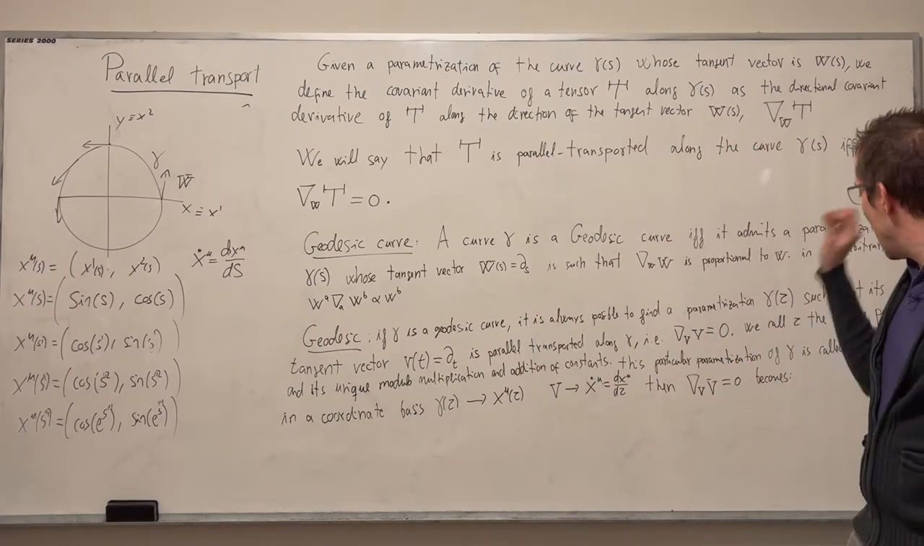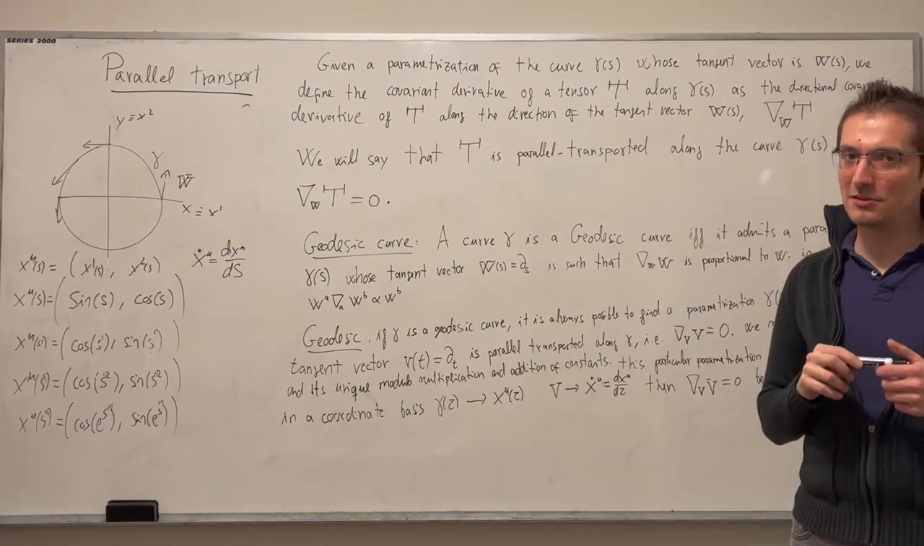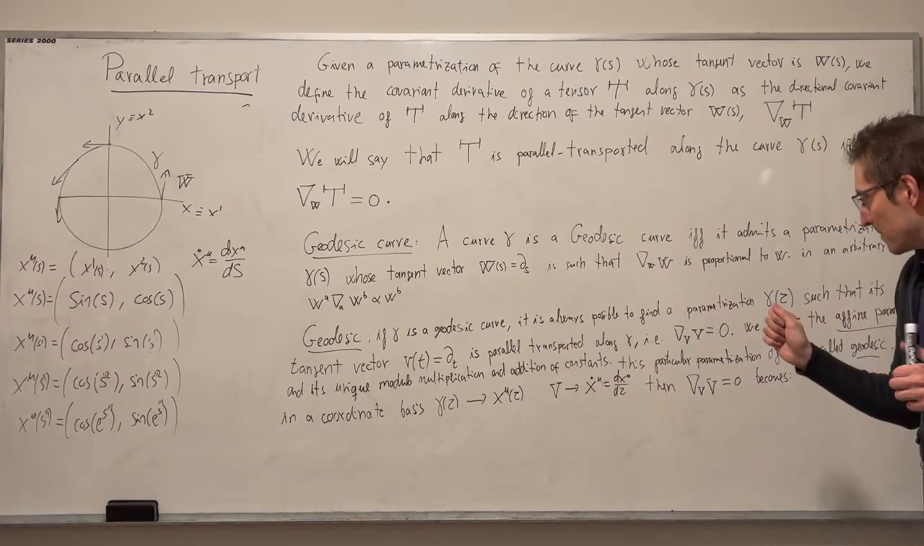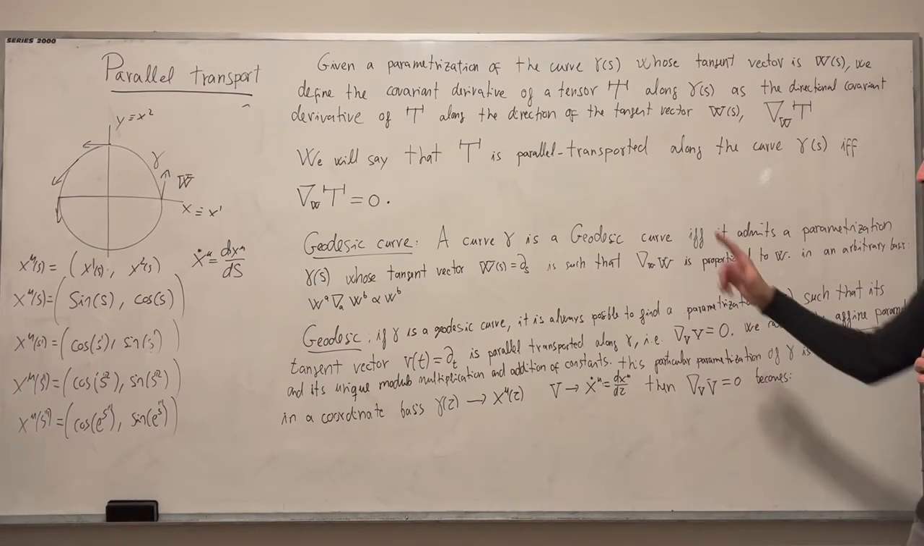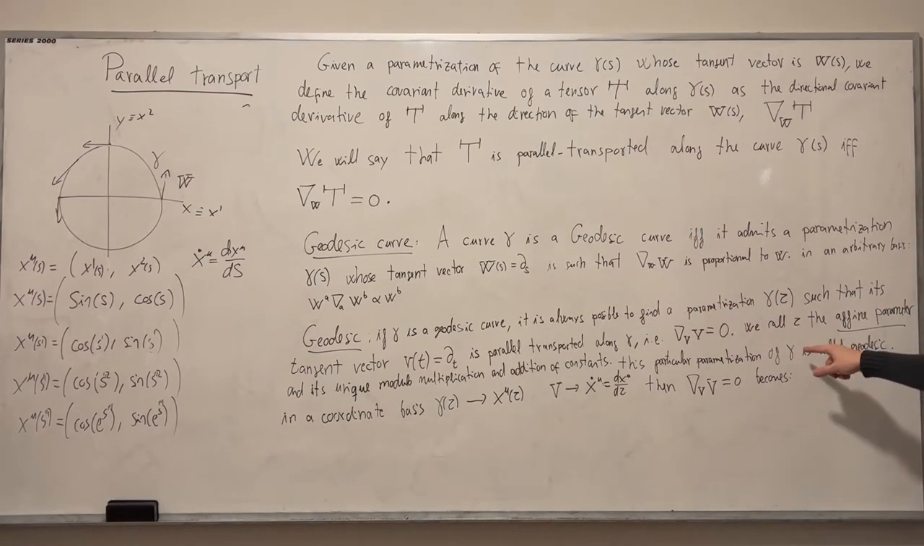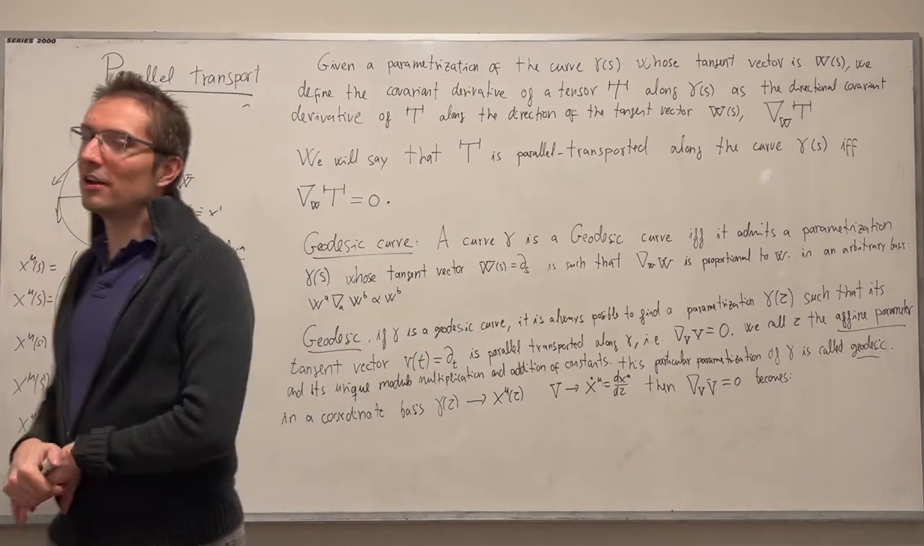That's the affine parameter: it is unique, modulo multiplication and addition of constants, all right? So this particular parametrization of gamma, gamma being a geodesic curve, once parametrized in terms of its affine parameter, is what we call a geodesic, all right? Very important, this is a geodesic. Cool. Now, a geodesic is a particularly important notion.